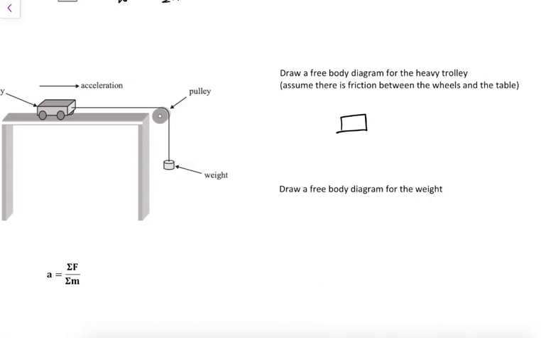I'm going to pause this. You draw the free body diagrams for both the heavy trolley and the weight, and we'll meet in a few seconds.